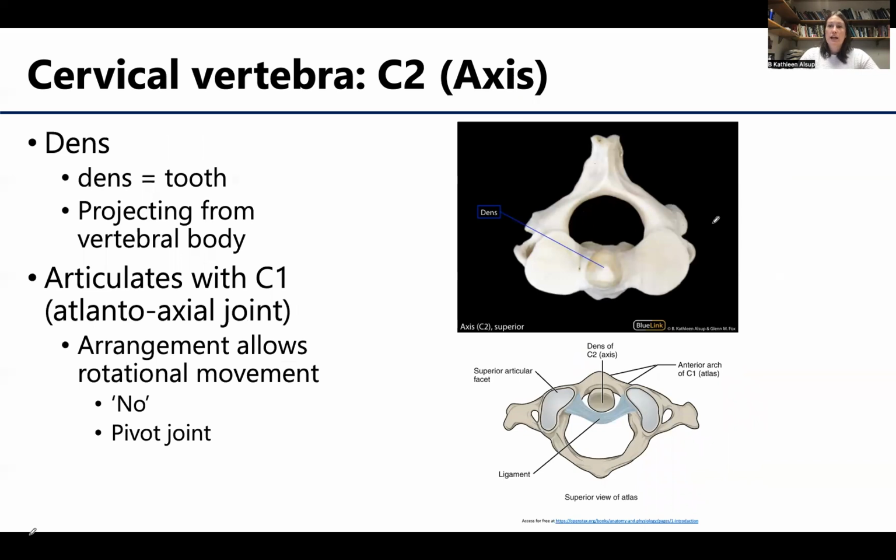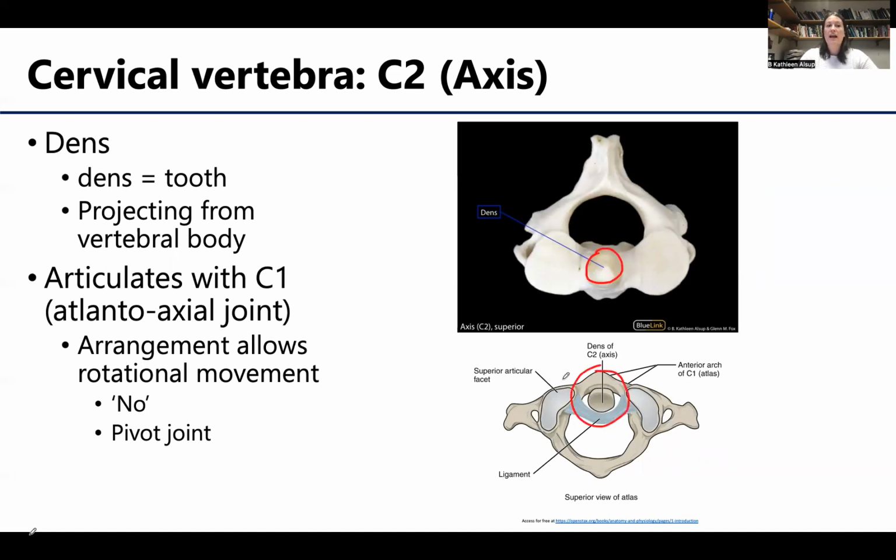C2 is the good neighbor of C1. It's often referred to as the axis. And one of the things you see here that's most dominant is what's referred to as the dens. Sometimes you hear it referred to as the odontoid process. And this projects from the vertebral body up towards C1. And you can see that relationship right here.